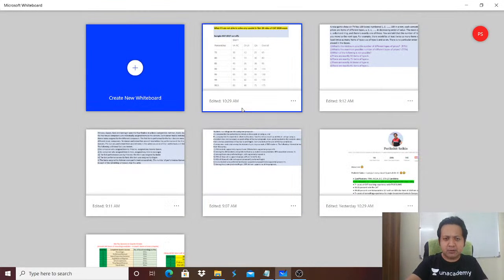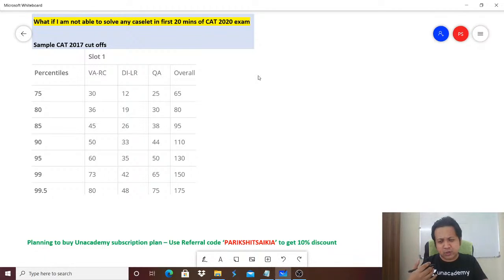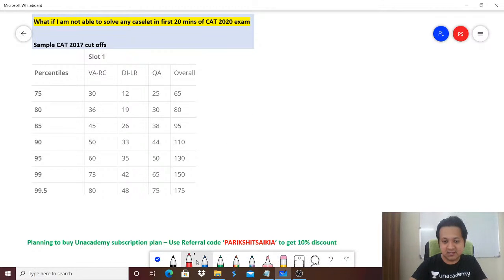So today we talk about a scenario which hopefully is unlikely, hopefully doesn't occur with any CAT aspirant. But like many other things, there are a lot of cases which are probably not in our hands. And this is a scenario which might definitely arise for some of you. I say might, okay? Now, what is the scenario we are talking about? What if I am not able to solve any caselet in the first 20 minutes of the CAT 2020 examination? Okay. Now, think about it.